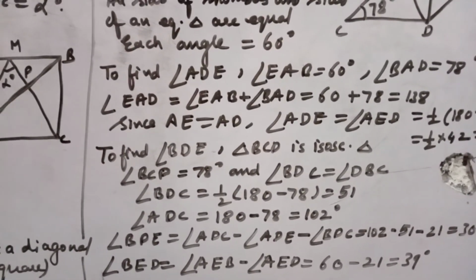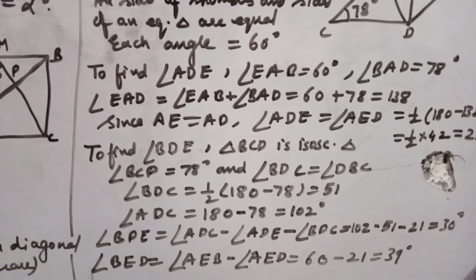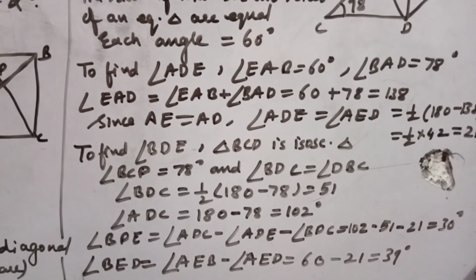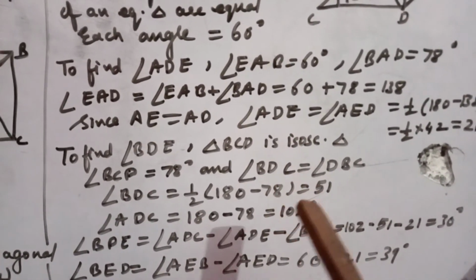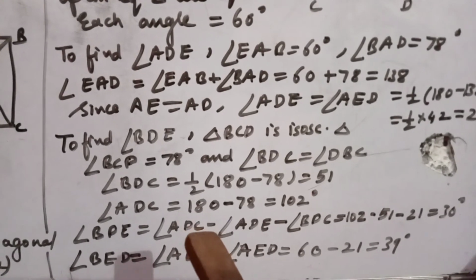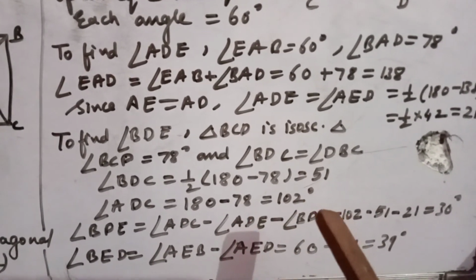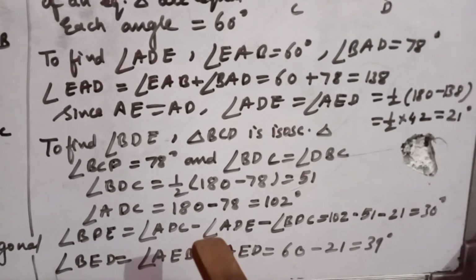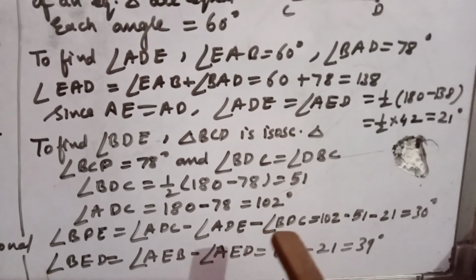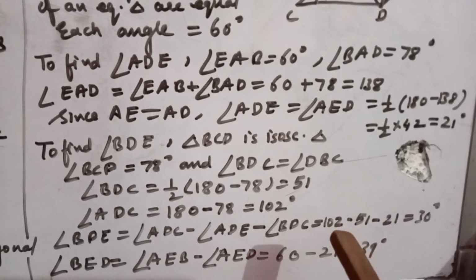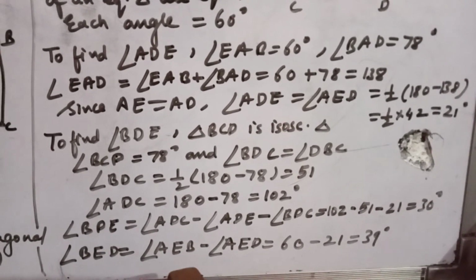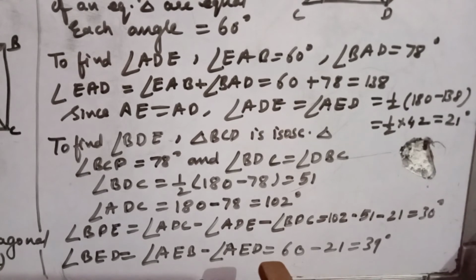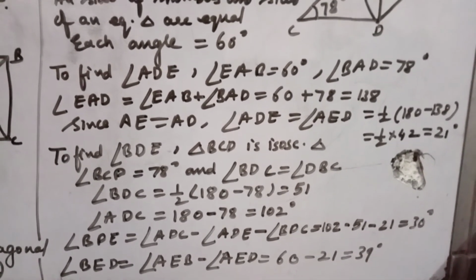Next, to find angle BDE, triangle BCD is an isosceles triangle. So angle BCD is equal to 78 and angle BDC is equal to angle DBC. Therefore angle BDC is equal to half of 180 minus 78, which is 51. And angle ADC equal to 180 minus 78, 102 degrees. Angle BDE equal to angle ADC minus angle ADE minus angle BDC is equal to 102 minus 51 minus 21, which is 30 degrees. Angle BED equal to angle AEB minus angle AED, 60 minus 21, 39 degrees.